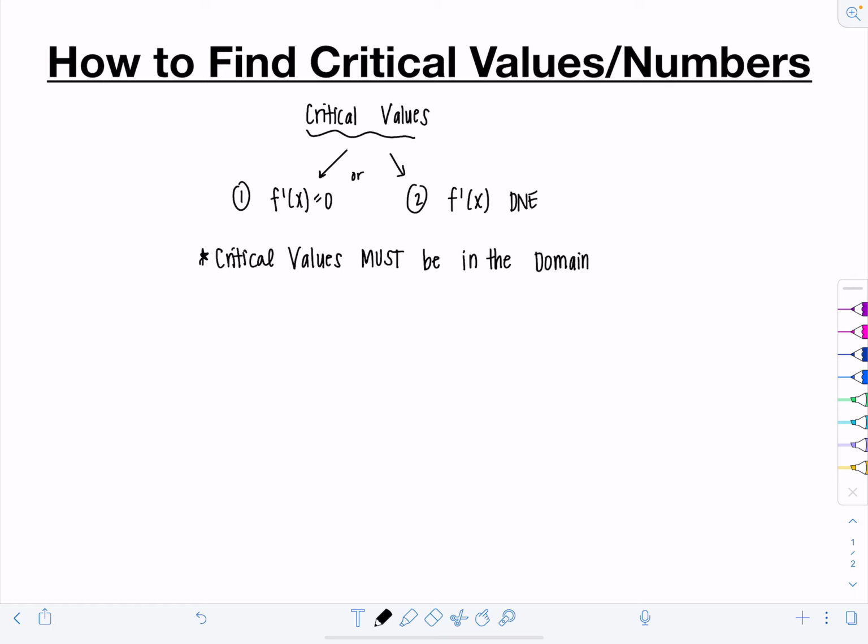So that's why whenever I start a problem, I'm going to list out what the domain is for the function. That way when we're solving for critical values, we don't accidentally report a value that is not within the domain of the function. All right, good. So let's just look at a few examples here that are pretty standard for what you might run into. So say the directions are find the critical values or find the critical numbers for the following functions.